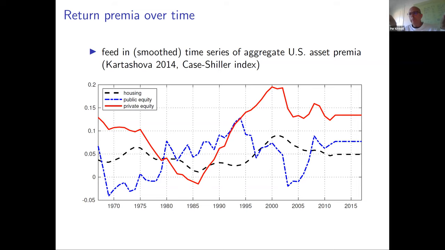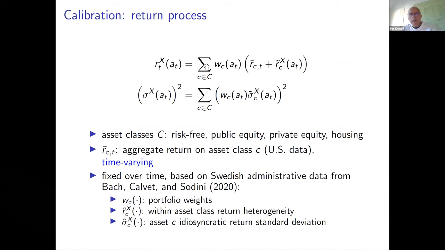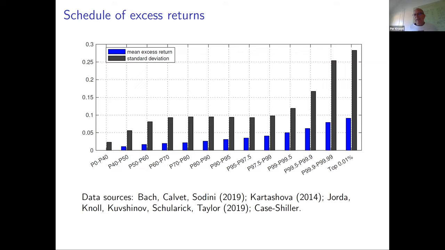It's only the portfolio shares and the idiosyncratic component size by asset group that you need individual data for. Otherwise, you can't calibrate that. But then the aggregate returns, we feed in the US path for each asset. And of course, apologies for not using individual data on assets, but we like the Swedish one because it's like the whole population.